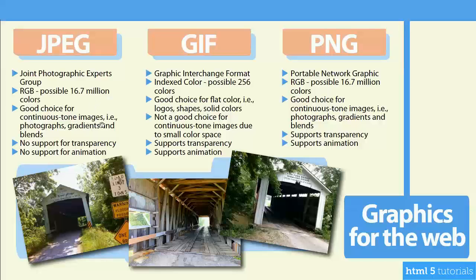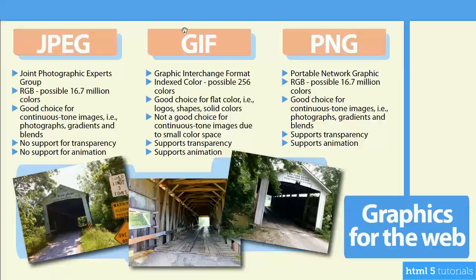It's a good choice for continuous tone images, and what we mean by that are images like photographs that have a lot of variations between colors. So gradients and just so many different shades here as opposed to a flat, solid color. That's a continuous tone image. So photographs, gradients, and blends, it's perfect for that. No support for transparency in a JPEG, and no support for animation. So it's perfect for photos that you want to have rich, full-bodied color.